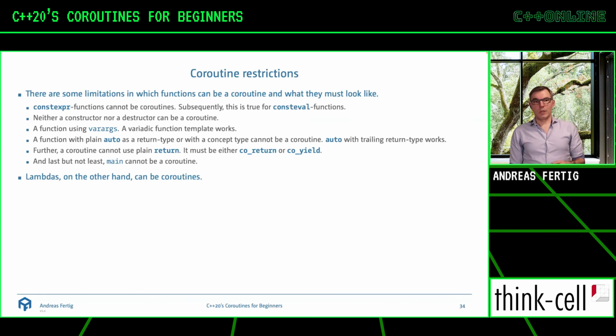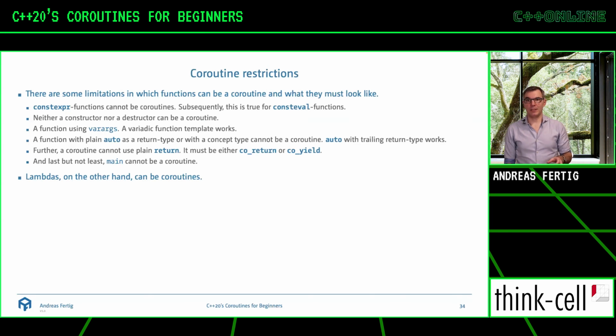Also, to the sadness of a lot of people, a coroutine cannot use plain return. You either have to say co_return or co_yield at this point. And last but not least, main can also not be a coroutine. Same thing as for constructors and destructors. What would it mean to have the program started and not really started?